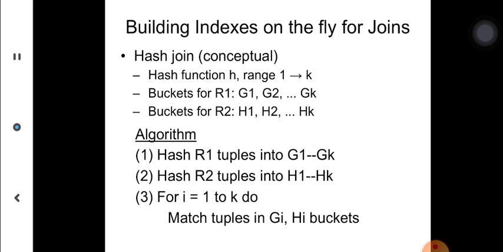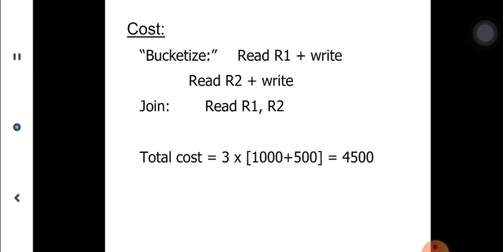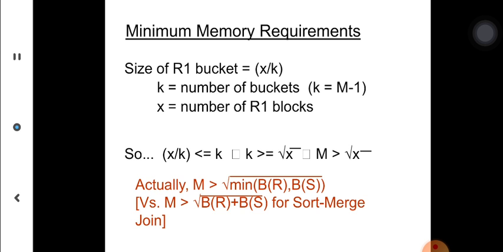So building index on the fly for join, you may have hash join. It is conceptual, and a hash function you are applying, and then create buckets, and ultimately each bucket is filled with values. So the algorithm: hash R1 tuples into G1 up to GK, and hash R2 tuples, and for whichever is matching, put them into the buckets. So that's how the hash join operation continues, and you have different buckets. I skip this also. These are different cost models. You can take a look.